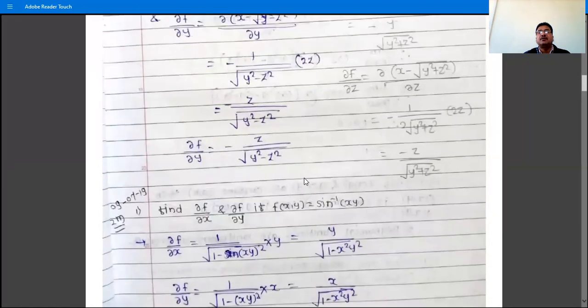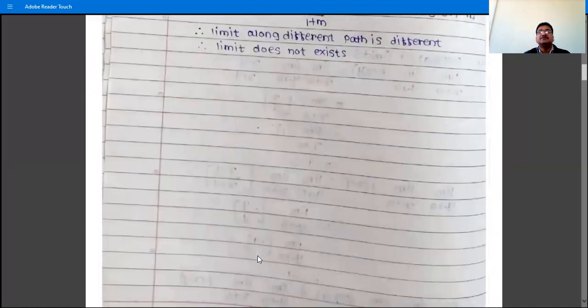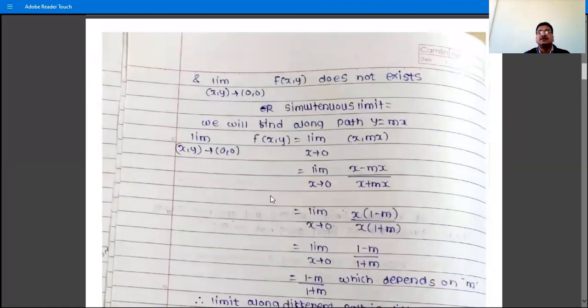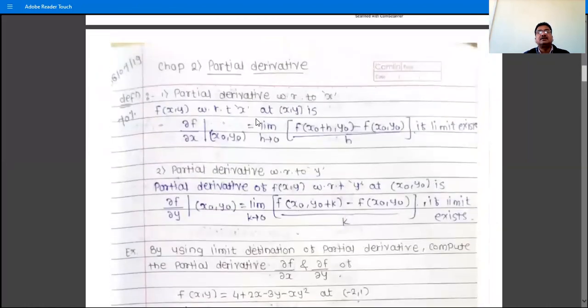The first type of problems, we covered two types: where the limit exists and where the limit does not exist. Okay, so in the next lecture, we will start the next chapter, partial derivatives.